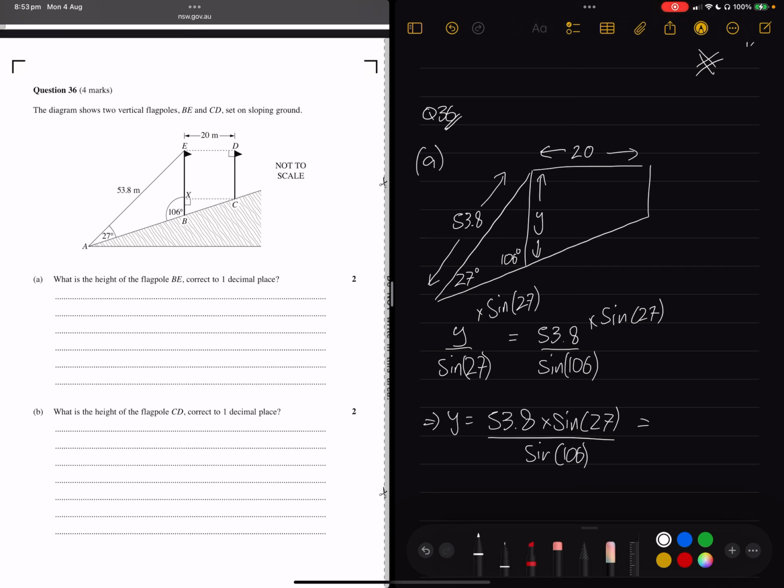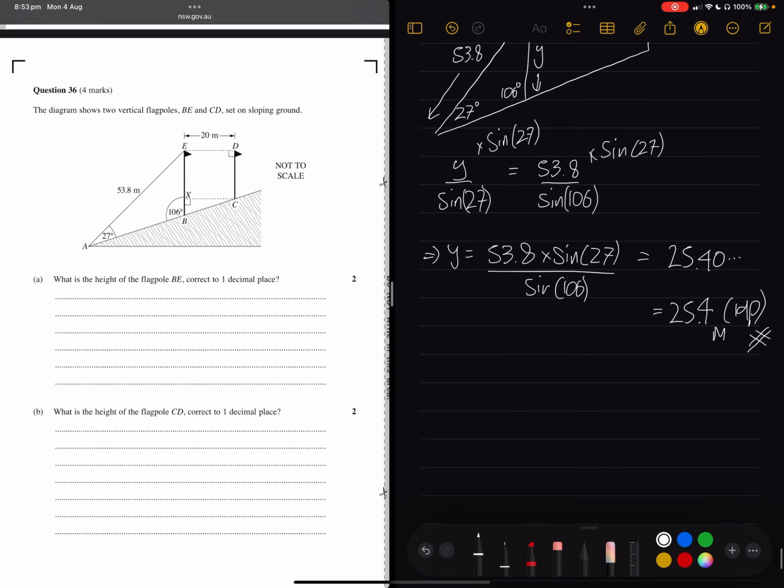Now it tells us one decimal place. So on my calculator, 53.8 times sine of 27 over sine of 106. Now remember to have it in degrees mode. If you have it in radians, it might mess it up. So 25.40 dot dot dot. So this is 25.4 to 1 dp, and this measurement is meters. So this is our answer for question 36, part A.